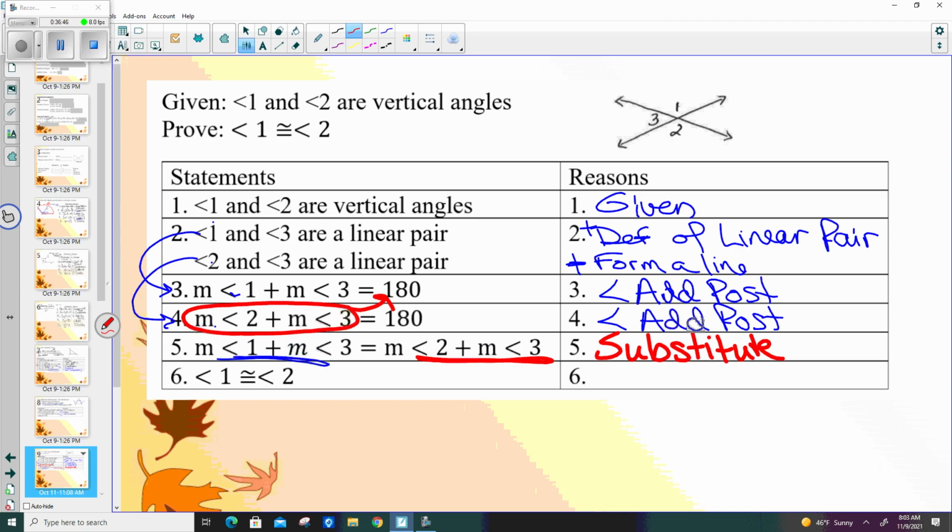So sometimes it's not looking for specific words, it's just kind of trying to think it through. Why could these be equal to each other? Well, they both equal 180. Oh, I can substitute that. All right, here's the big question. How do I then get it to angle 1 is congruent to angle 2?